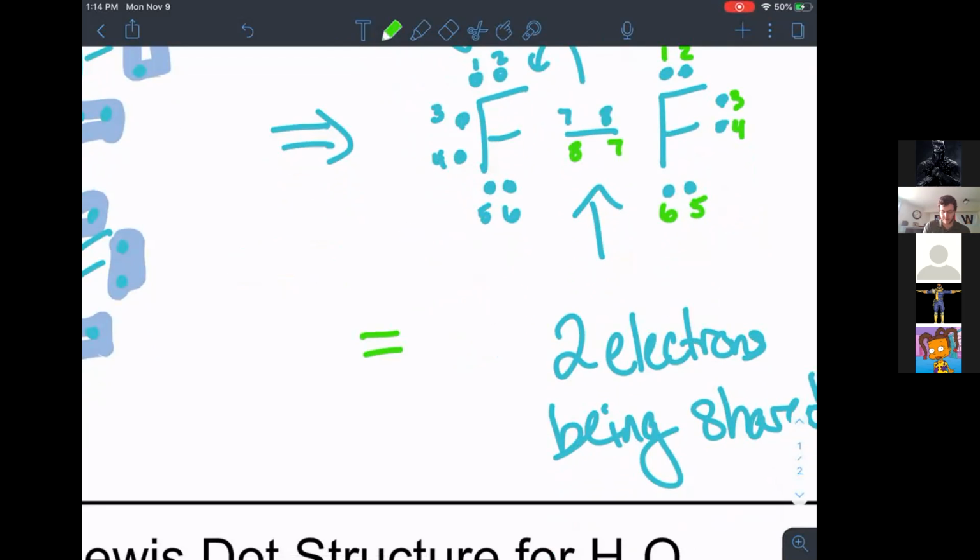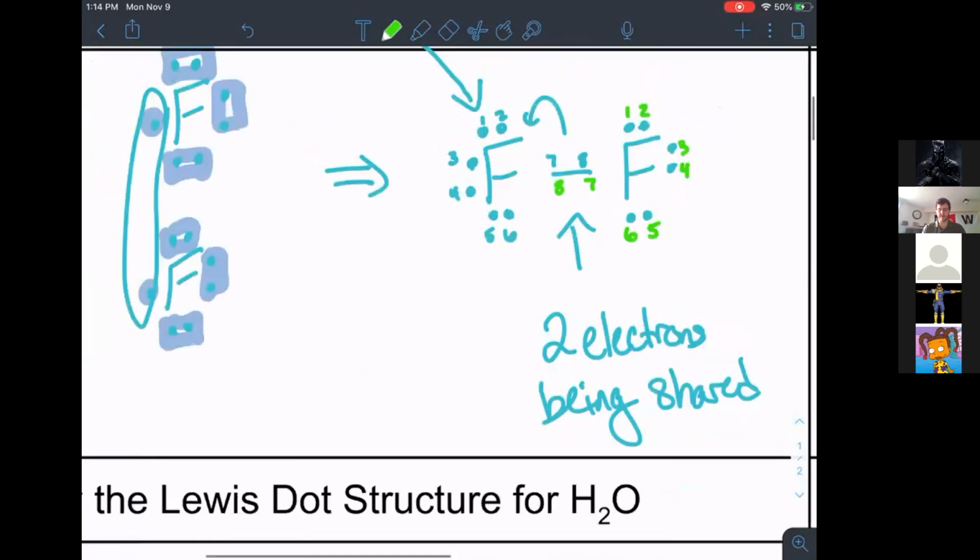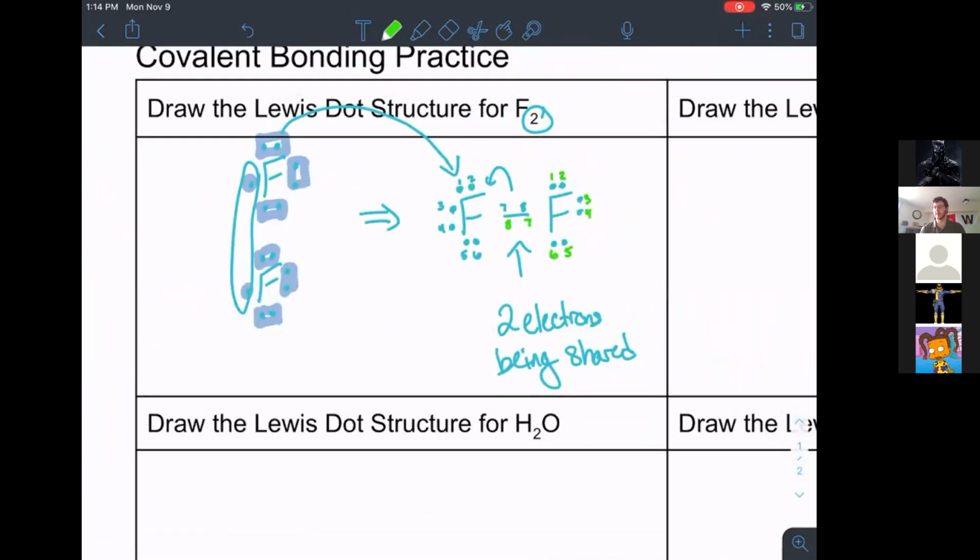And so you'll have up to 3 different types of bonds. You can have a single bond, which is 1 pair of electrons, so 2 electrons being shared. A double bond, which is 2 lines, meaning 4 electrons are being shared. Or a triple bond, which is 3 lines, which means that there are 6 electrons being shared. Oh, okay, that makes sense. Awesome. Any other questions on that one?